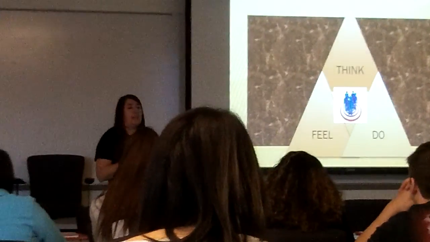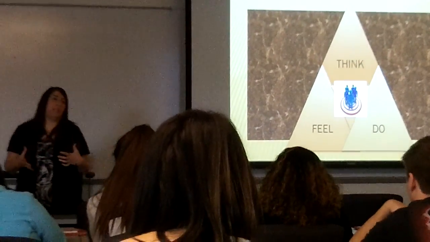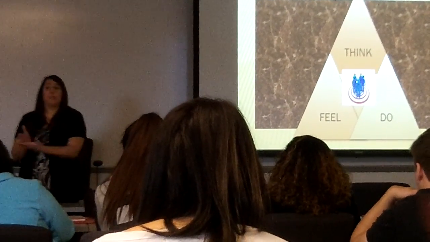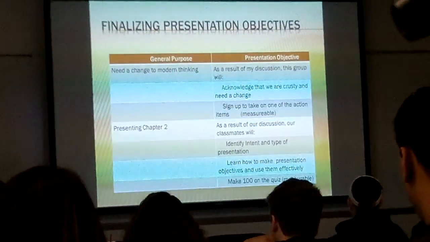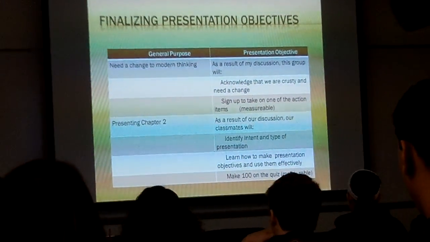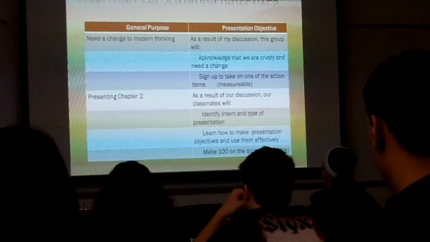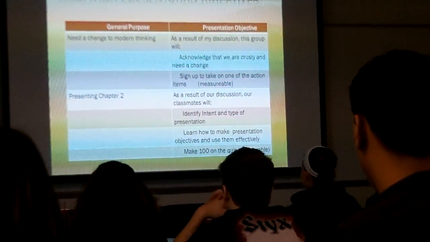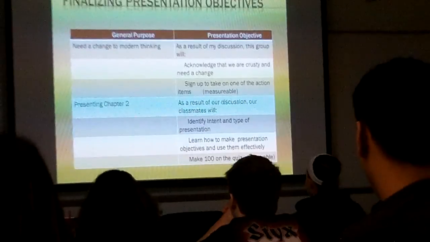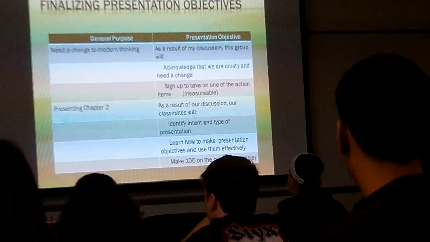So once you've decided on your framework and your targets, how you're going to meet those targets and how you're going to measure them, it becomes pretty easy to get from a general purpose to an actual presentation objective. So, for example, in my presentation a few weeks ago, I needed them to change to modern thinking. So my actual presentation objective was, as a result of that discussion, this group will acknowledge that we're a little crusty and we need to change things, and then they're going to sign up and take action on one of those things, which is the more measurable item.